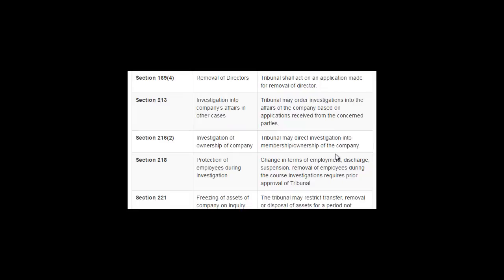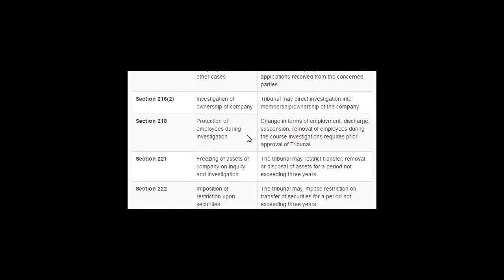Section 216(2), subsection 2, investigation of ownership of the company. The tribunal may direct investigation into membership and ownership of the company. Well, now the reasons for class action suits can be multiplied with these two instances, mainly on the basis of membership and ownership investigations. In the future, we will have an unlimited way of class action suits which will be filed to the tribunal only on the pertaining aspects of membership and ownership, mainly on the basis of class action suits.